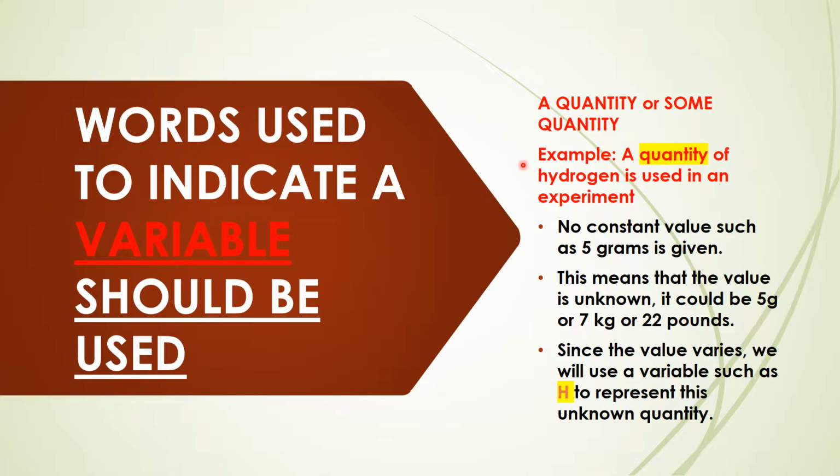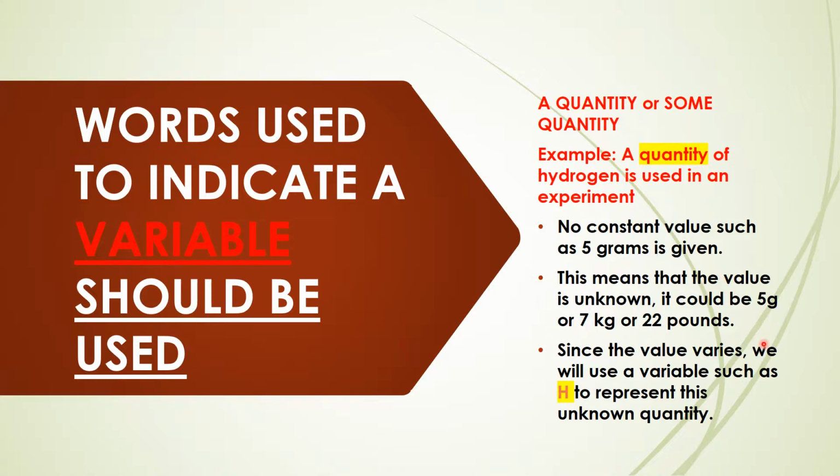Let me give you an example. You might be taking a test and it says a quantity of hydrogen is used in an experiment. So there's no constant value. Remember, constants are simple numbers like 10 or 20 or -5. So in this problem, there is no constant value given, such as 5 grams, for example. That means that the value is unknown.